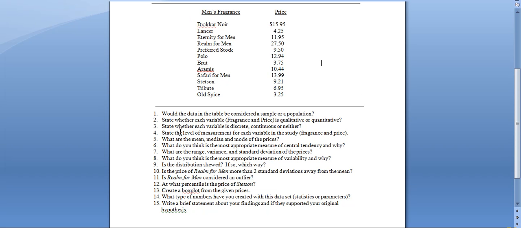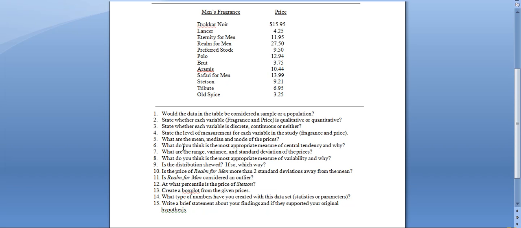And so on. For example, number 3, state whether each variable, again fragrance and price, is discrete, continuous, or neither. So are men's fragrances discrete, continuous, or neither? The same with the numbers over here for price. And again, for number 4, state the level of measurement for each. When you get these types of responses, this is some level of measurement, and this is numeric, which is a different level of measurement. So you want to define those.